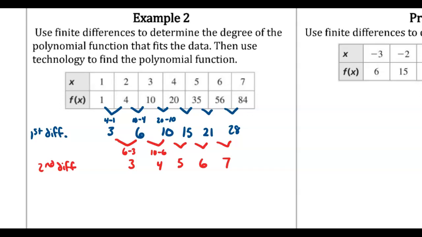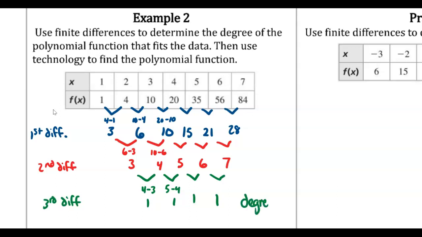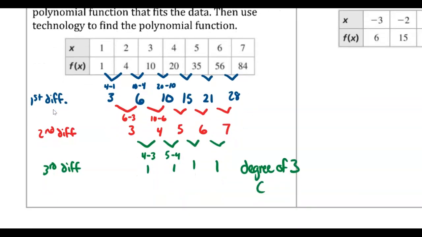Now try the third differences. Just do it for a third row. Once again, you do the right number minus the one just before it. 4 minus 3 is 1. 5 minus 4 is 1. 6 minus 5 is 1. 7 minus 6 is 1. That's the third differences, and the third differences are all the same. So what that tells me is that it has a degree of 3, and therefore it is a cubic.